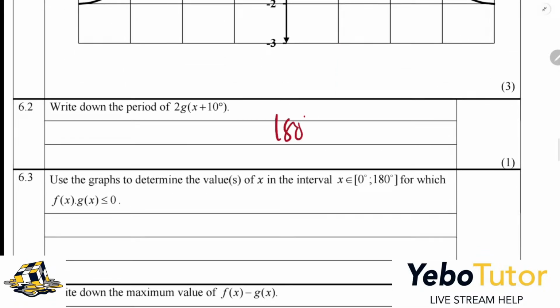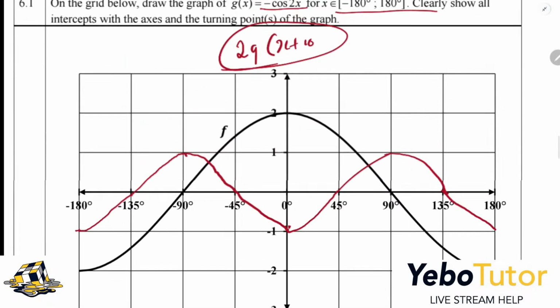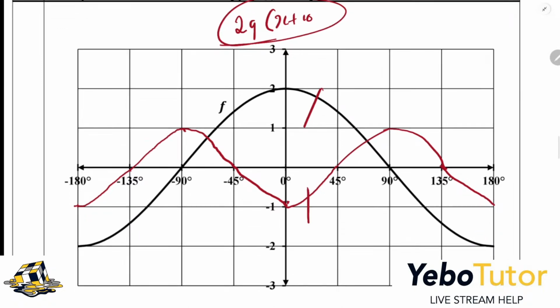Use the functions or the graphs to find the values of x in this interval between 0 and 180, for which f of x times g of x is less than or equal to 0, which means we are looking for where these two functions, when you multiply them, are less than 0. We can see that between 0 and 45, this one is positive, this one is negative, so this is going to be negative. And also between 90 and 135, you can see this one is going negative, this one is going to be positive. So the interval will be x element between 0 and 45.